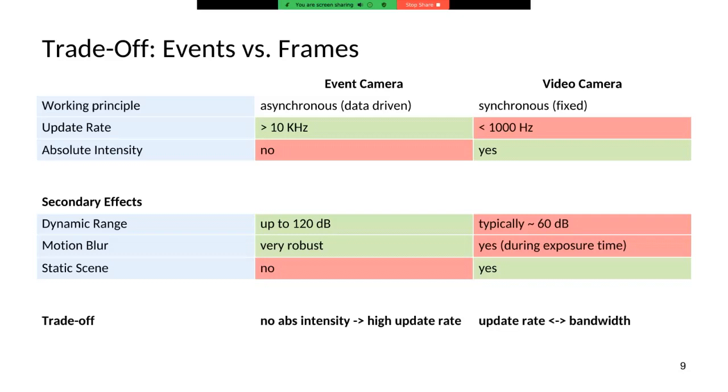And in the end, there is a trade-off that we make here. For the video camera that you all know very well, you have a trade-off between update rate and bandwidth. You cannot have 1,000 or more hertz frame rate, because there's a limit on the bandwidth and probably also power consumption. When you have your phone and you want to capture high-speed video, typically it's done at lower resolution and not 4K. For the event camera, there is a different trade-off. The bandwidth is not really a problem. It's more that you sacrifice the absolute intensity and instead get a high update rate for free.